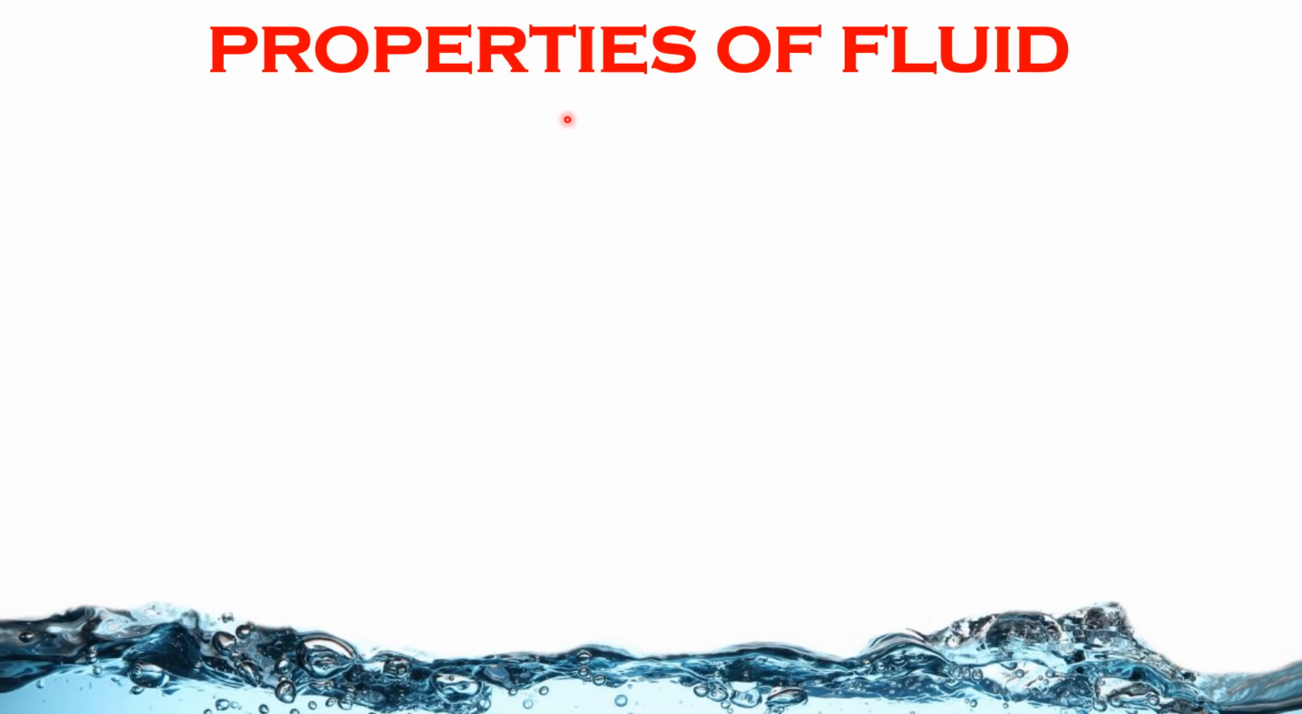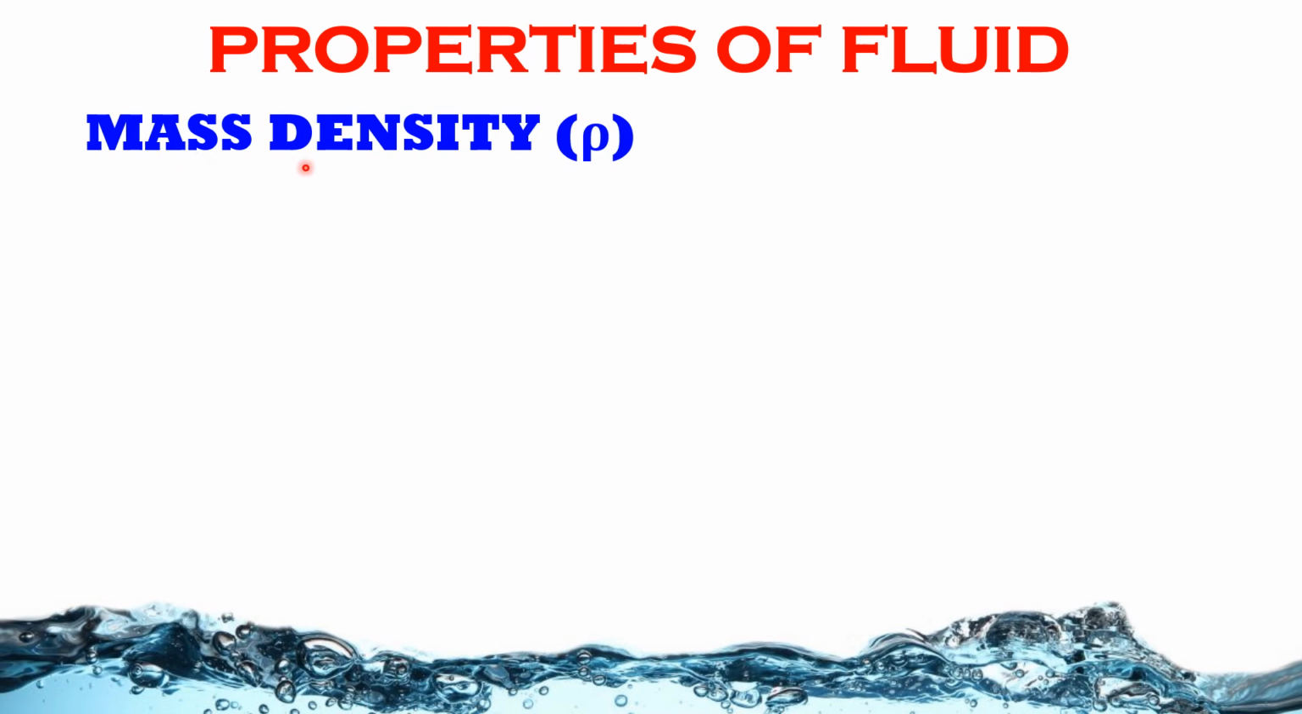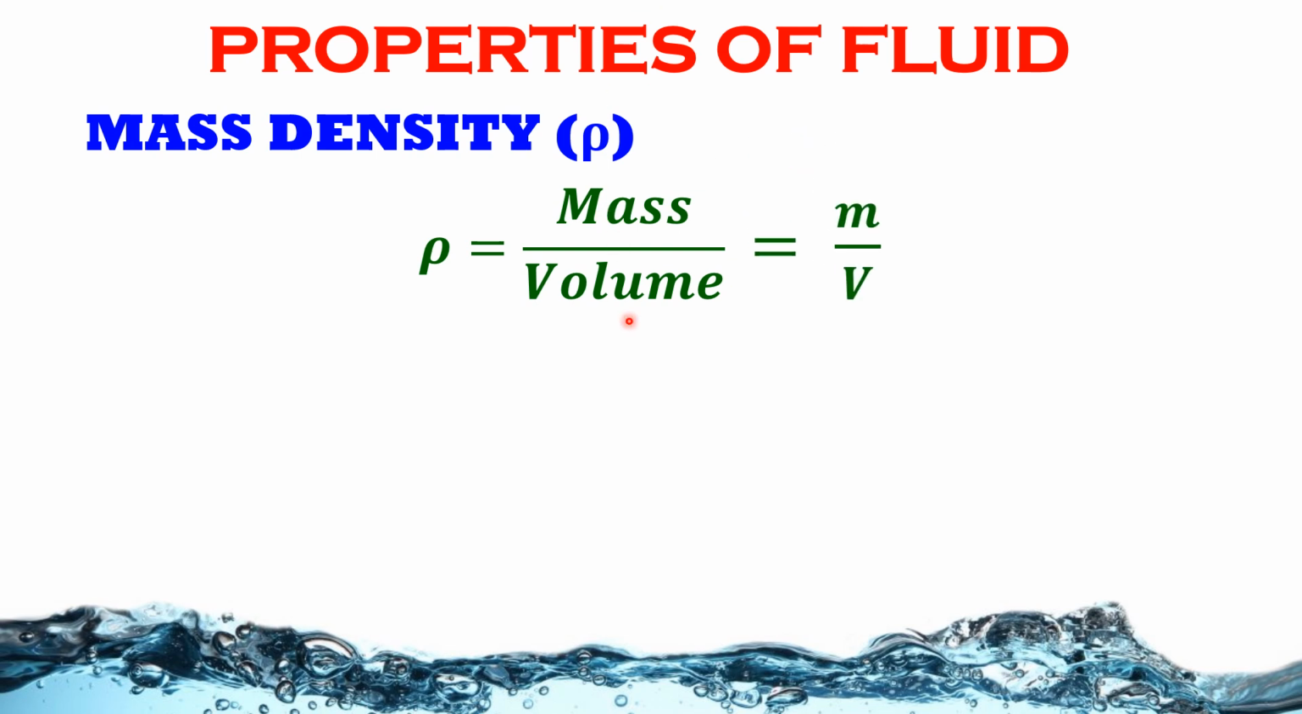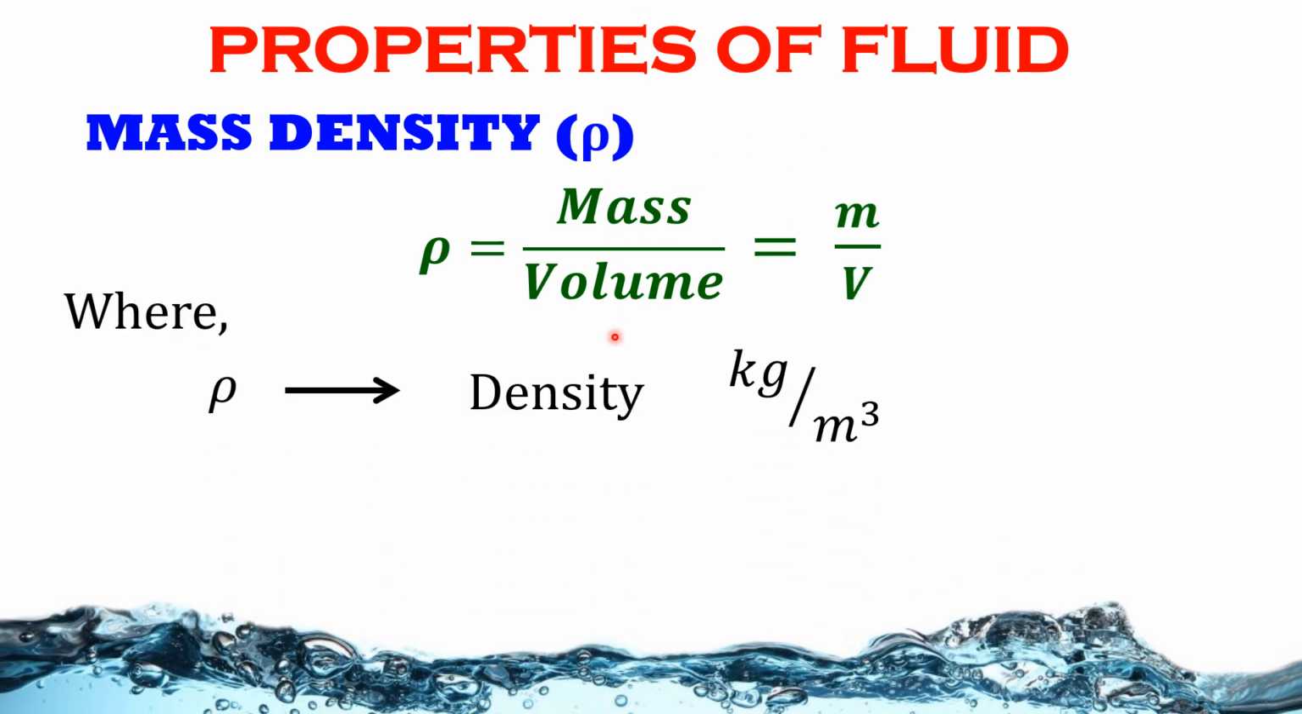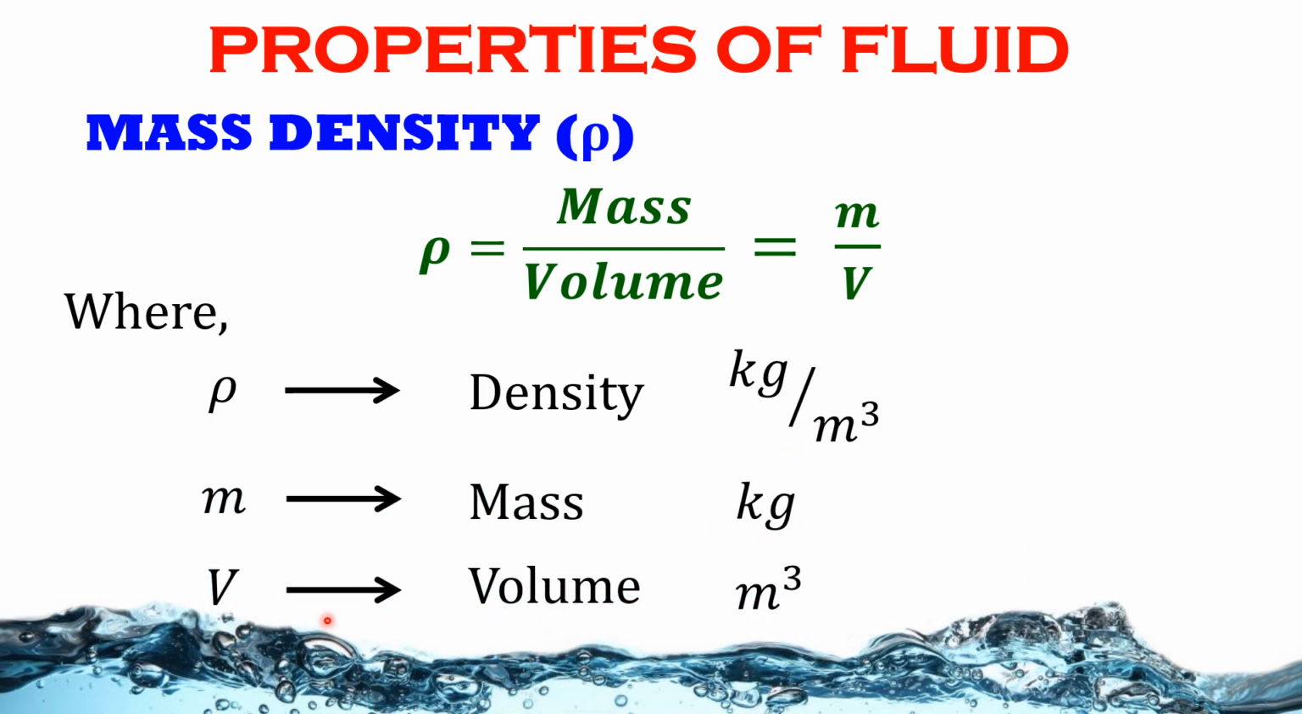Properties of fluid. The first property is mass density. It is denoted by the letter rho. It is defined as mass per unit volume, where rho is density in kg per meter cube, m is mass in kg, V is volume in meter cube.